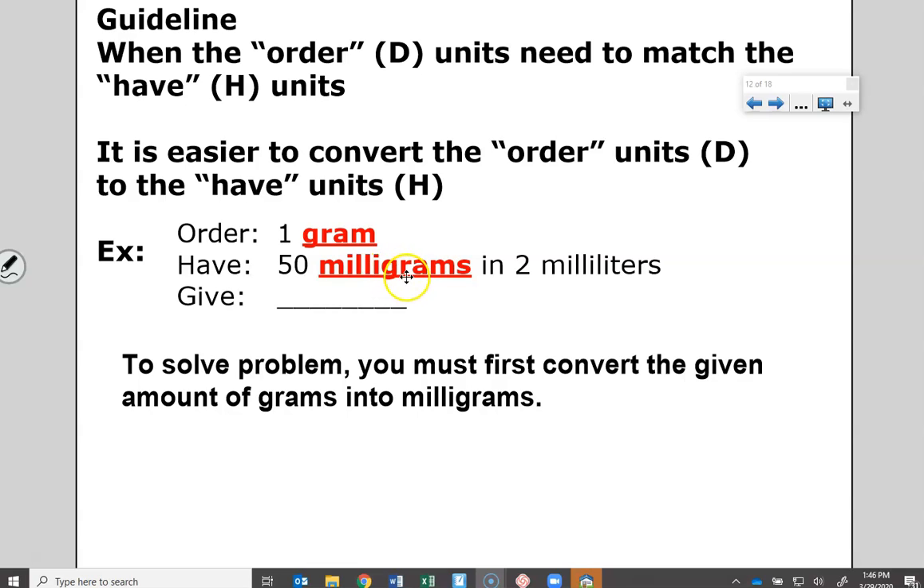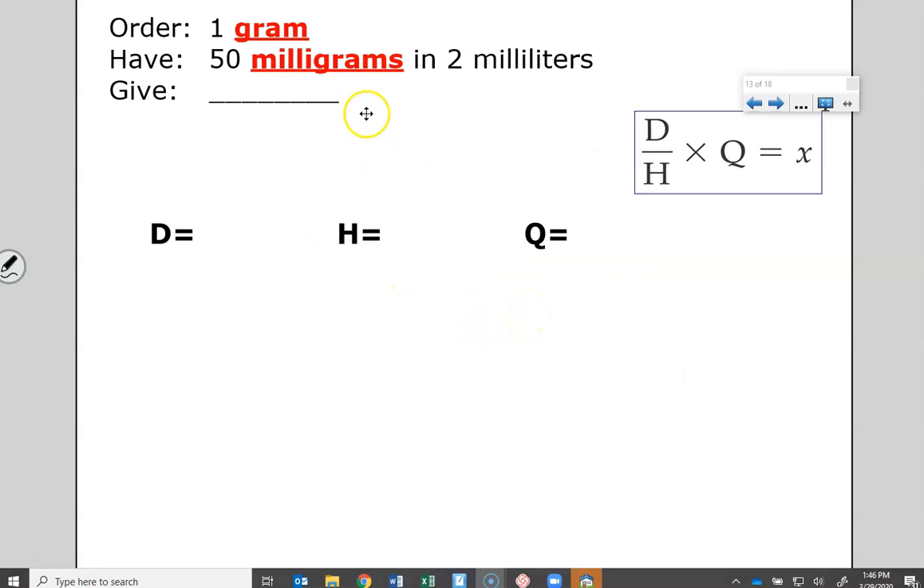In order to solve the problem, you're first going to have to convert the grams into the milligrams. And we're going to do that on the next page. Our dose is 1 gram, and what we have is 50 milligrams in 2 milliliters. Again, these have to be in the same unit. So we'll start out by changing grams into milligrams. It's normally easier to change the order into the have, so I'll go ahead and do that.